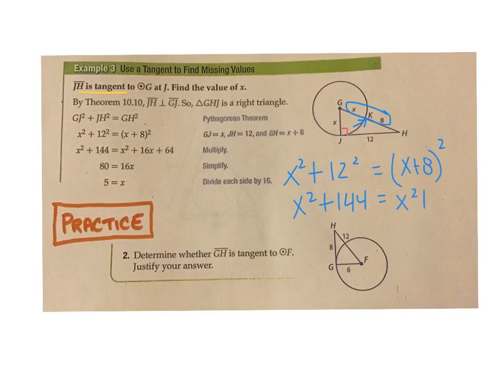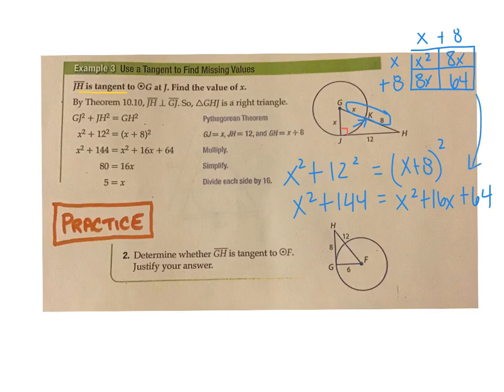This is pulling way back from your algebra. And if you'll remember, those of you that were with me, I showed you the box method. So it's x plus 8 times x plus 8. Some of you may have learned FOIL. But if you did the box, x times 8 is 8x, x times 8 is 8x, and 8 times 8 is 64. It's kind of like the Punnett square. And so that's where I got all of that.